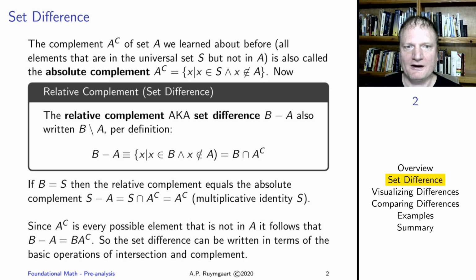Now, it follows that for any set, B minus A equals the intersection of B with the complement of A. Remember, because all the elements of the complement of A are all the elements in the superset that are not in A, so it's sort of the negative image of A. And the intersection of that with B are the common elements. So we get the intersection of the negative image, if you will, of A with the set B. And we'll see how this works a little bit more visually in the next slide.